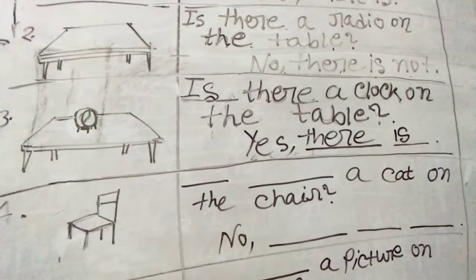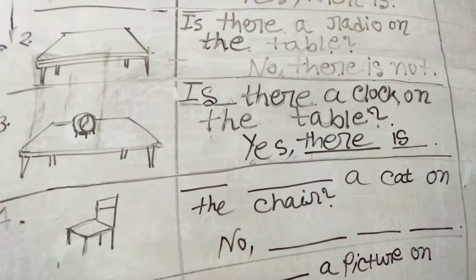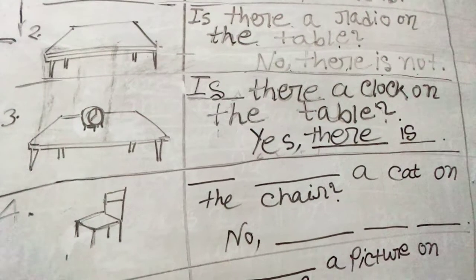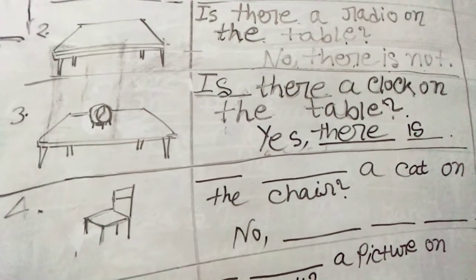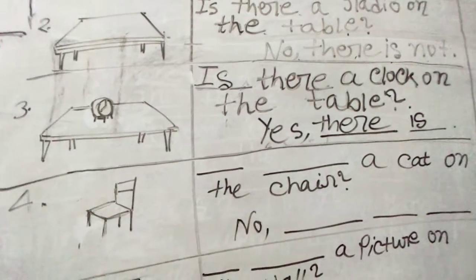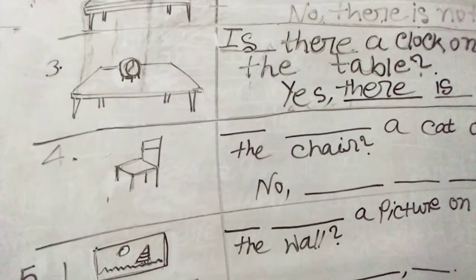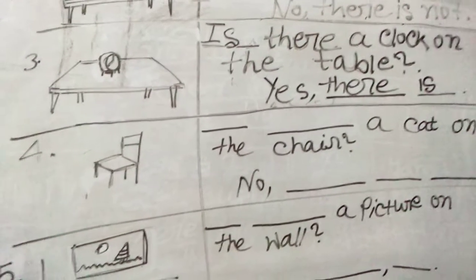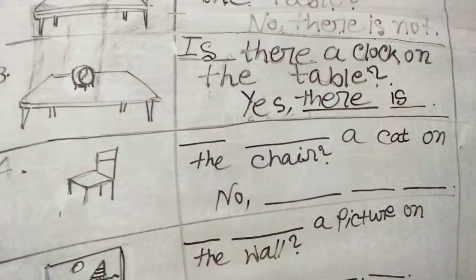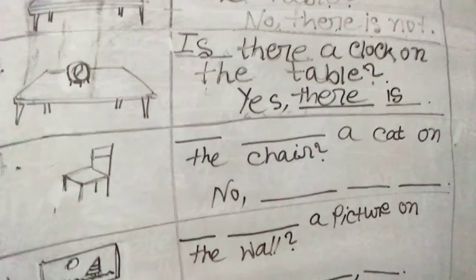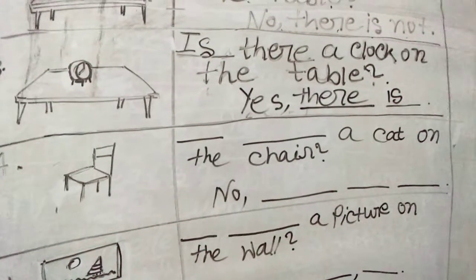Is there a clock on the table? Yes, there is. I repeat, is there a clock on the table? Yes, there is. Now number 4. It's an empty chair. Okay, it's a figure of a chair. From the picture we can sense that.